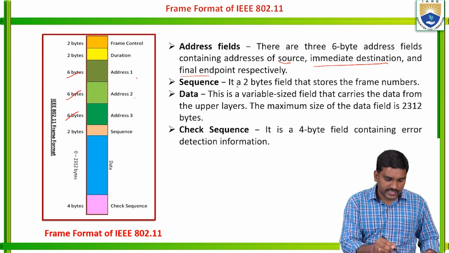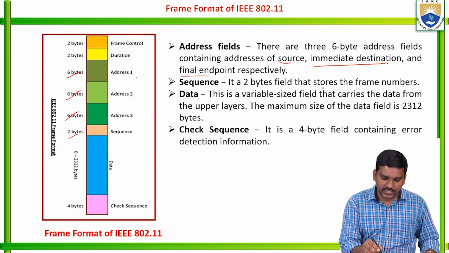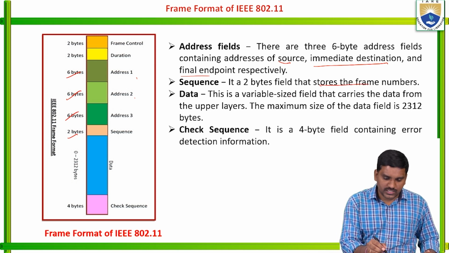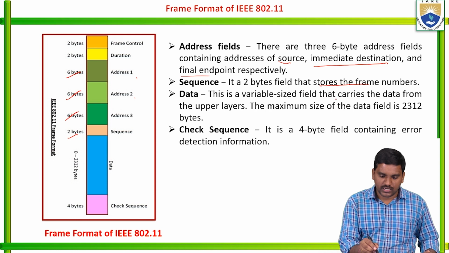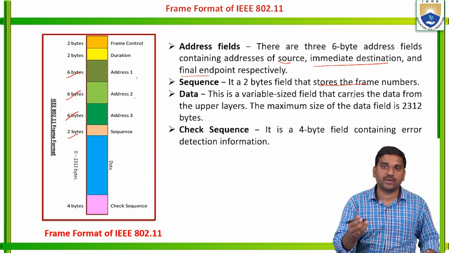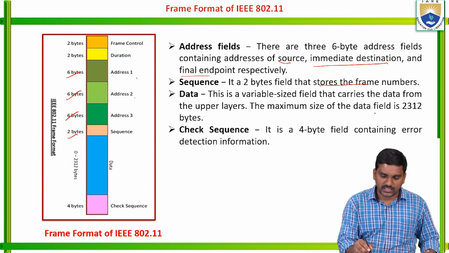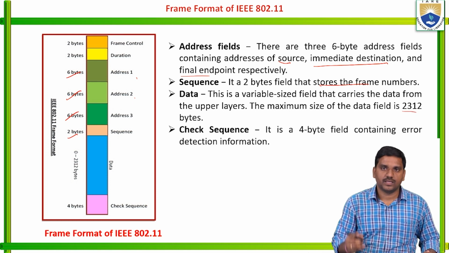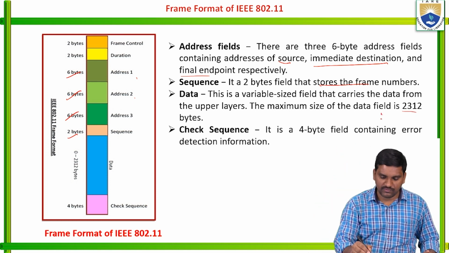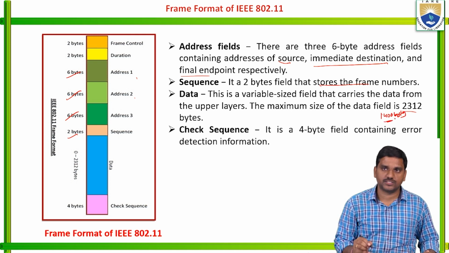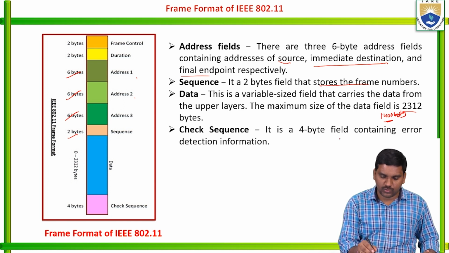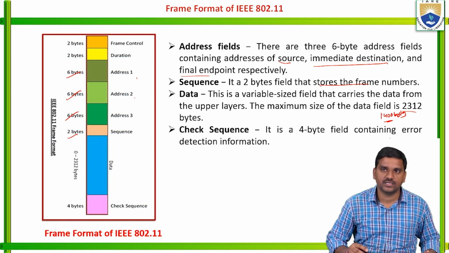Next, the sequence field occupies 2 bytes and stores the frame numbers. Next, data. This is a variable-sized field that carries data from the upper layers. The maximum size of the data field is 2312 bytes, but the channel width allows 1400 bytes. This is the difference. The last field, the check sequence, is a 4-byte field containing error detection information.